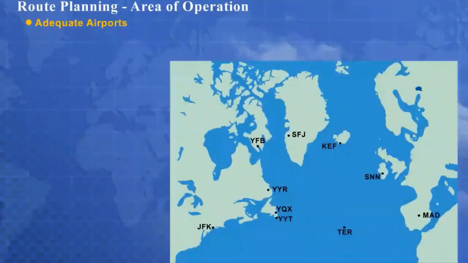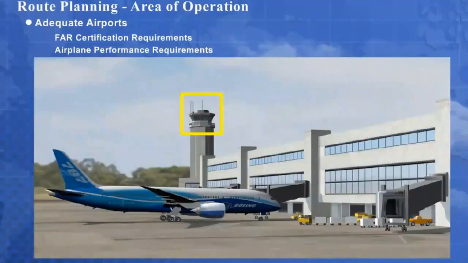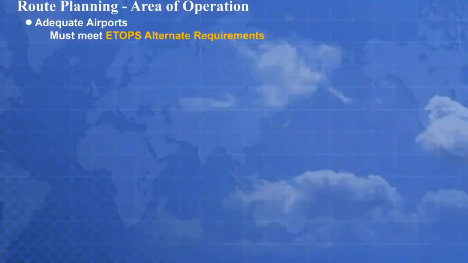Our next step is to identify the adequate alternate airports along this route. An adequate airport is one that meets FAA airport certification standards, meets the airplane's performance requirements, and has adequate ATC communication and navigation aids. For an adequate airport to be used for dispatch on the day of flight, it must also meet the requirements of an ETOPS alternate airport.